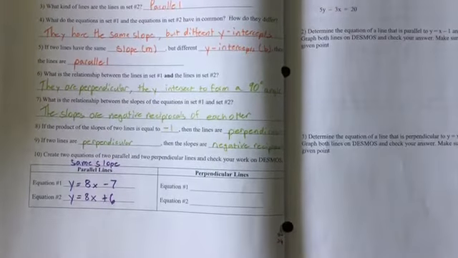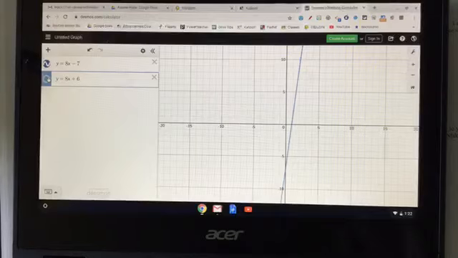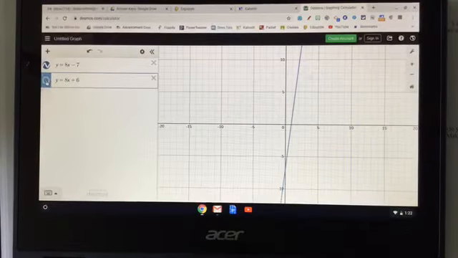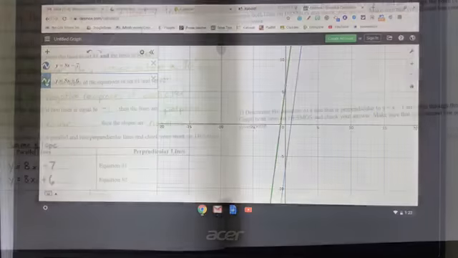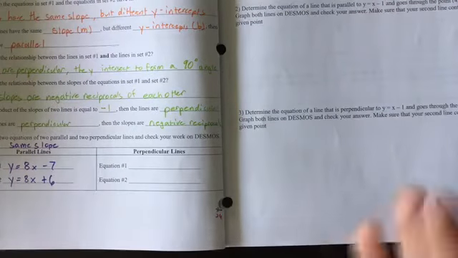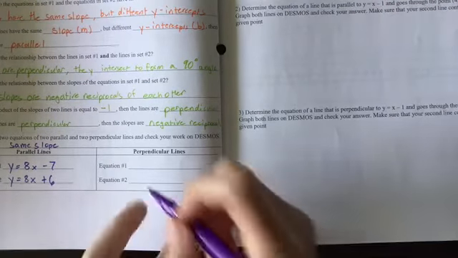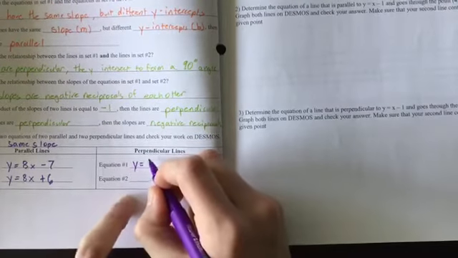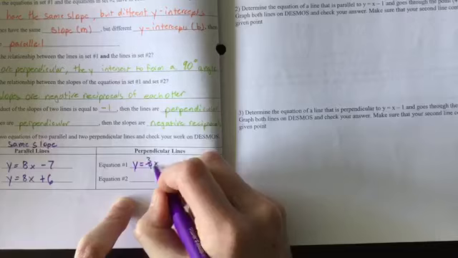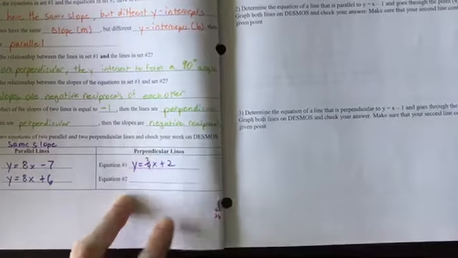Those should be parallel. Now let's check on Desmos. I graphed our first equation. Let's throw our second equation up there. Boom, they are parallel. Now working with our perpendicular lines, again, we're going to make up an equation. I'm going to say, let's do y equals 3/4 x plus 2.